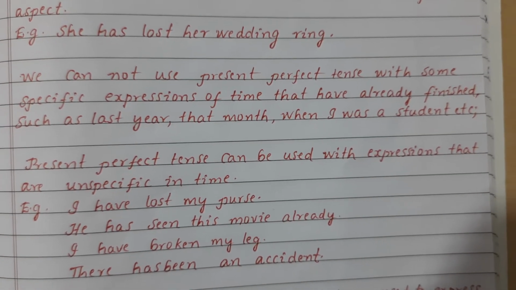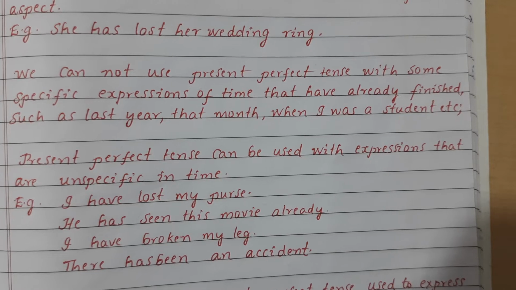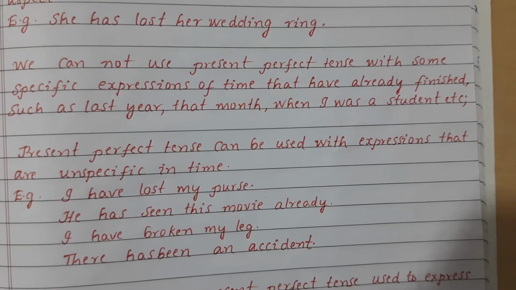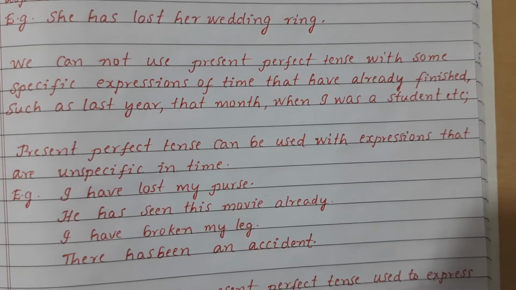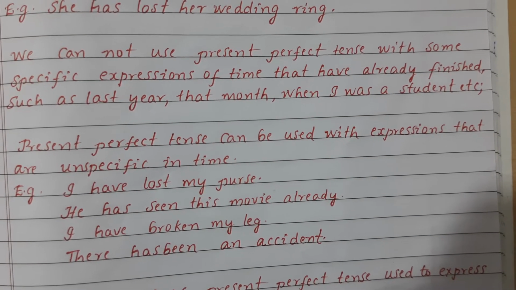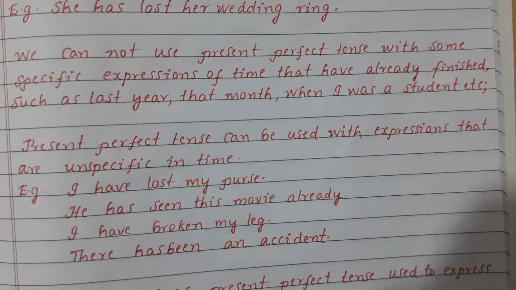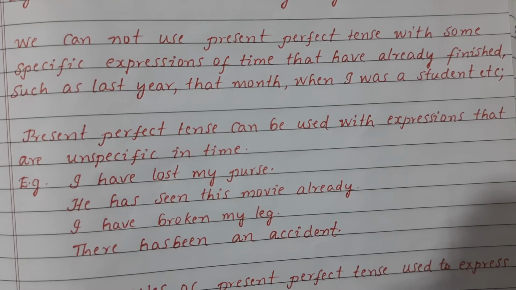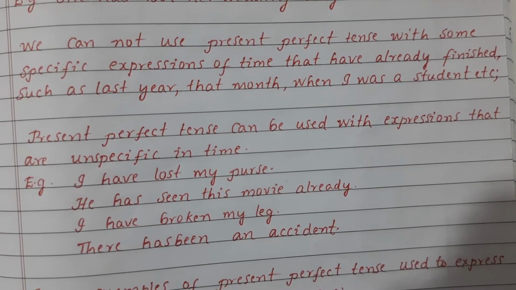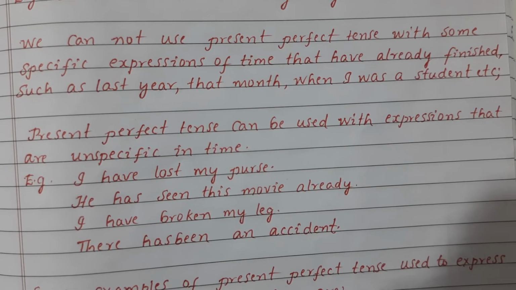Present perfect tense can be used with expressions that are unspecific in time. I have lost my purse. When? The time is not mentioned, right? Unspecific in time. I have lost my purse. He has seen this movie already. I have broken my leg. There has been an accident.